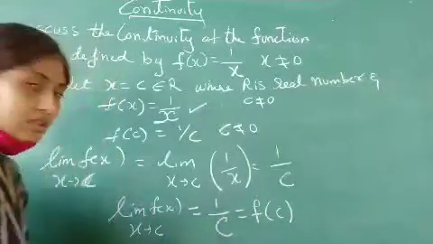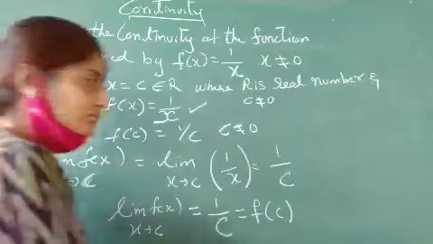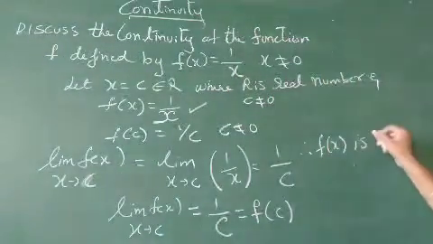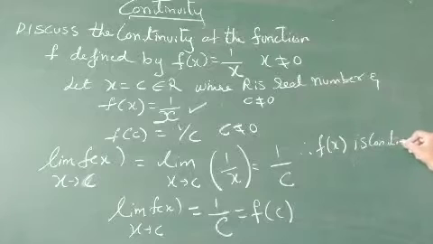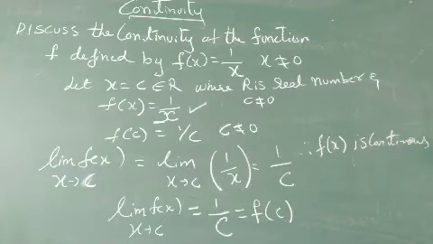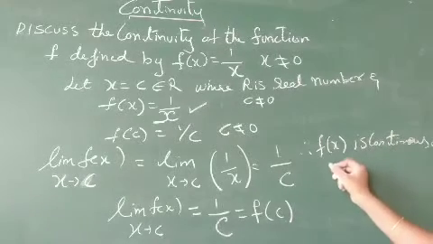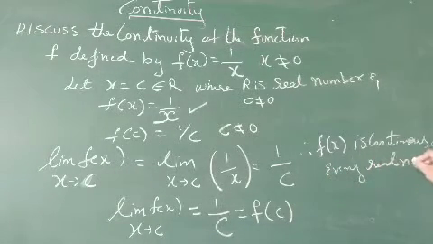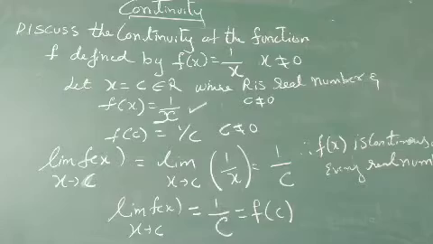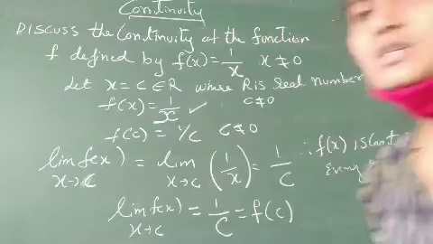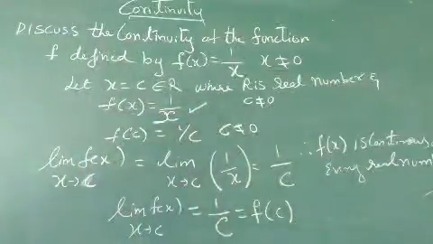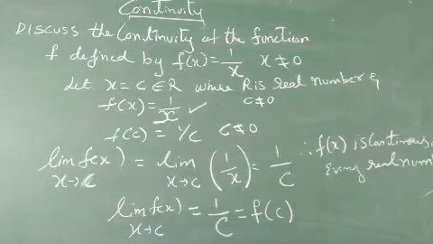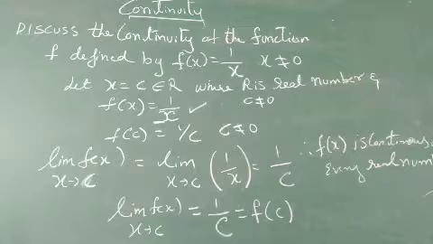Therefore, limit of f of x as x tends to c is equal to 1 by c, which is equal to f of c. Therefore, f of x is continuous at every real number. There is no point given here. That's why it is continuous for all the real values. Next.